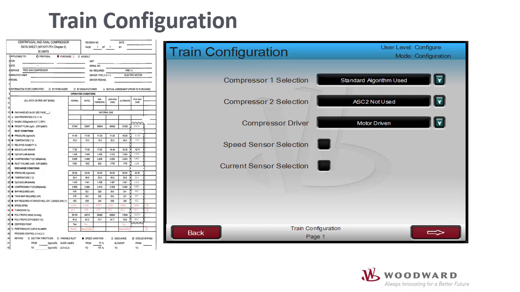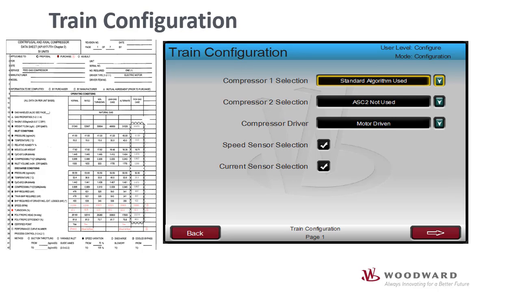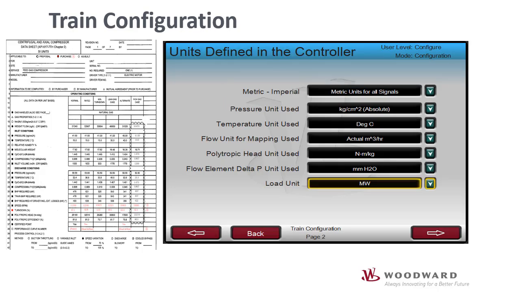This option is only for display purposes on the overview screen. In my PNID, I see the compressor is driven by a motor, so I'll use motor. The next two sensors are speed and current. Are we using speed in our project? Yes, we do. And are we using current? Yes, we do. So these two options should be checked. The final selection screen should look like this: standard algorithm, ASC2 not used, motor driven, both sensors checked.